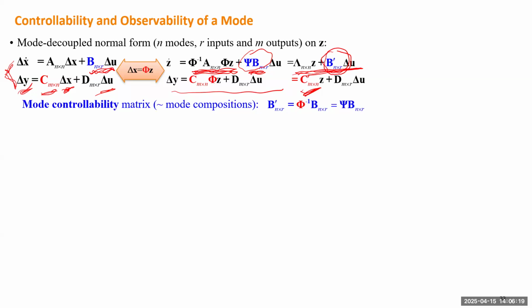Because that matrix is simply the original control channel transformed by the matrix of mode composition. So this B prime tells you the controllability of the modes from those inputs. If one row of the B prime is 0, that input has no control effect on the mode. So we definitely don't want any row of B to be 0, unless you want to avoid that control.